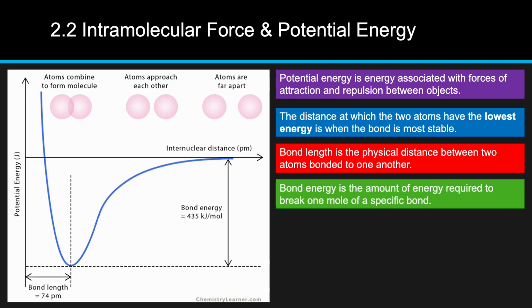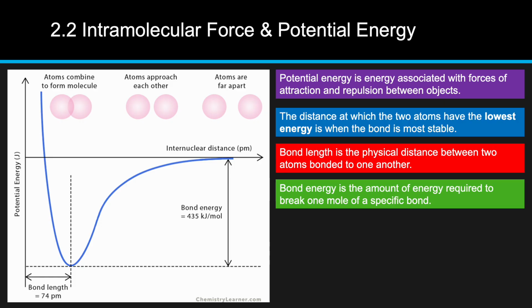And then the bond energy is the amount of energy required to break 1 mole of a specific bond. So we will get into this when we get into our later units. However, I'm just going to briefly explain it to you. The bond energy is the amount of energy to break a bond, right? In order to break a bond, you have to put energy in, which is why it's a positive number. So in order to break this bond, we have to put in 435 kilojoules per mole.